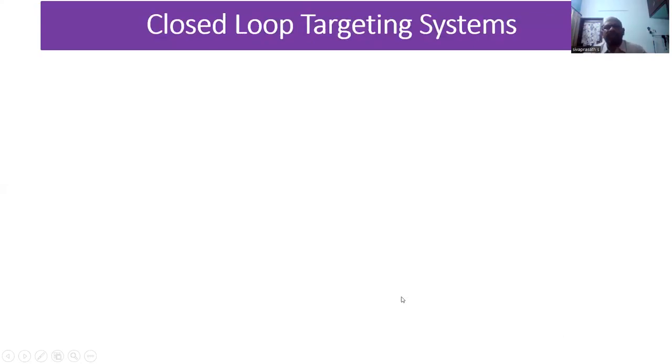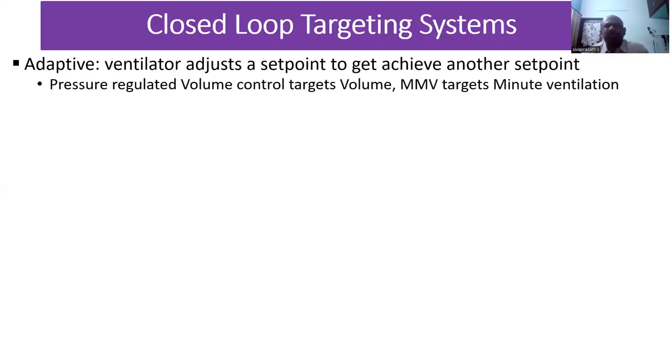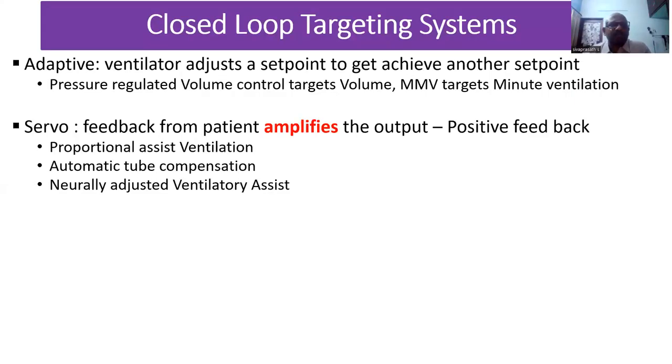Coming to closed loop targeting schemes, the first is called the adaptive scheme, where the ventilator adjusts the set point to achieve another set point set by you. The examples are PRVC and MMV. Here, it is not the volume or pressure you set. It is another variable like minute ventilation. So the ventilator adapts its tidal volume and its respiratory rate to achieve a minute ventilation. It is not just the pressure or the volume; some other extra variable helps you achieve the targets.